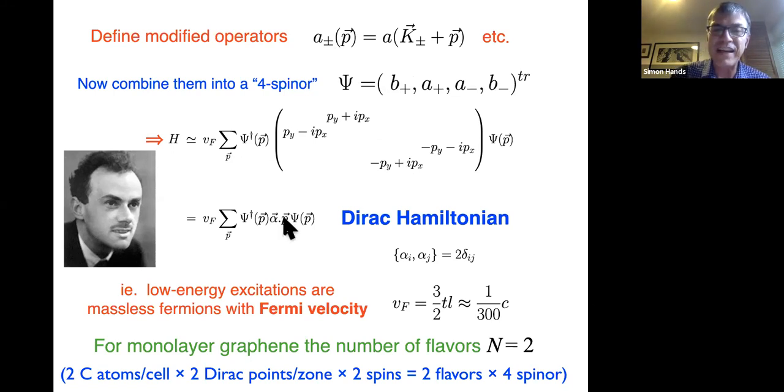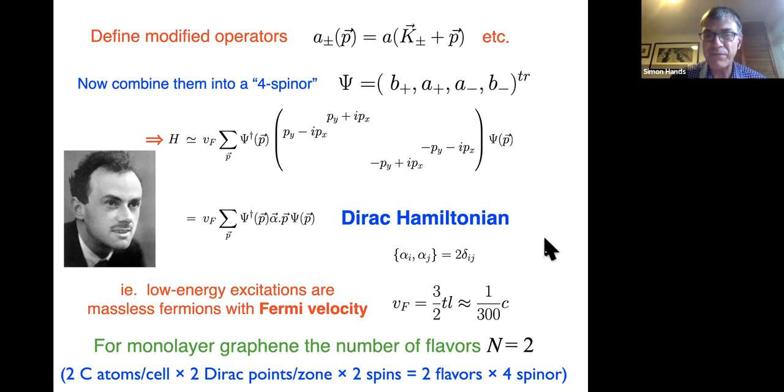These matrices alpha here obey anti-commutation relations of this form. So it's really the case that the low energy excitations in graphene are relativistic. As I said, it's not the physical speed of light, it's 1/300th of the speed of light.